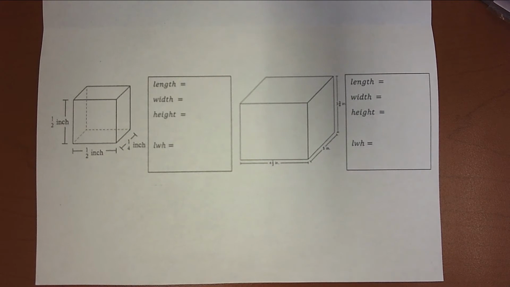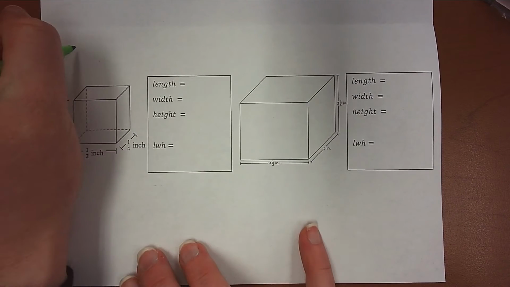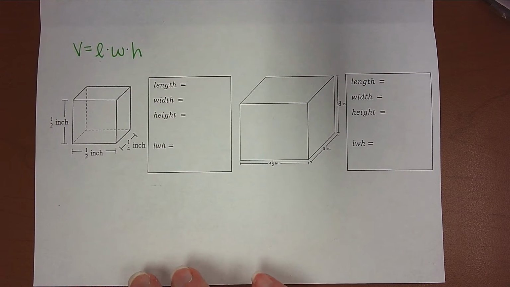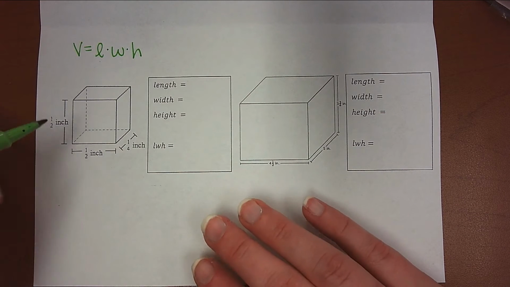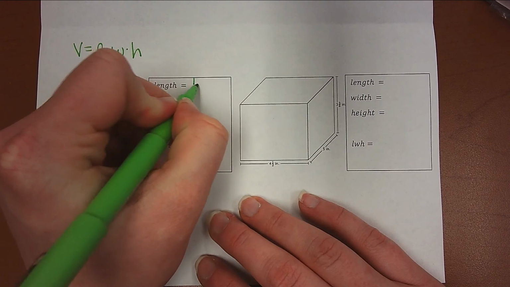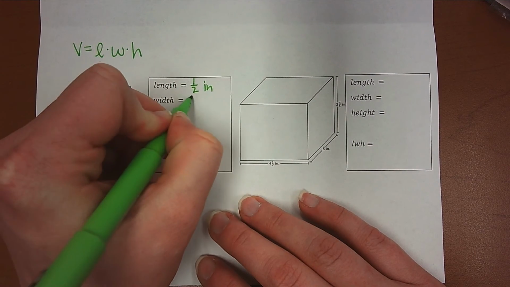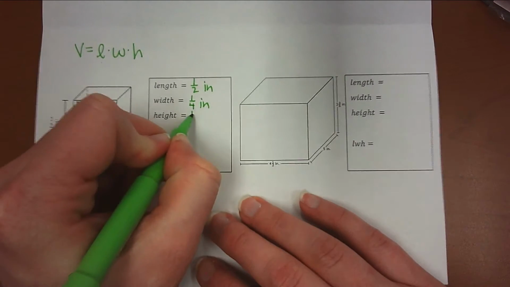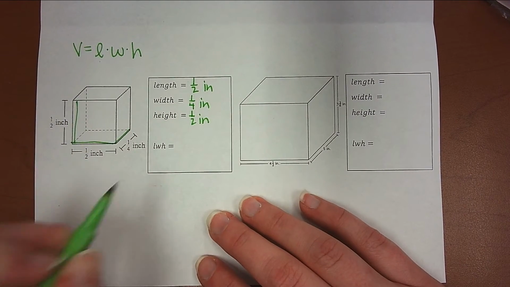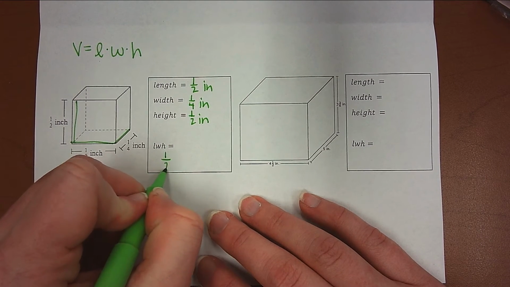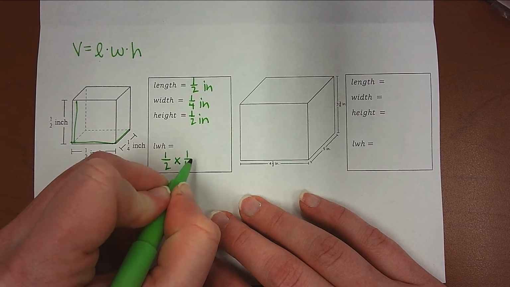And the last two examples, we're finding volume here, and we've got volume equals length times width times height. That was our formula. And so in this case, I've got a length of 1/2 inches, a width of 1/4 inches, and a height of 1/2 inches. To find volume, I do length times width times height, so I'm going to do 1/2 times 1/4 times 1/2.